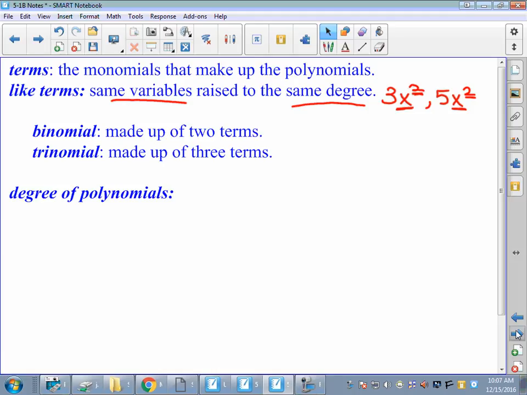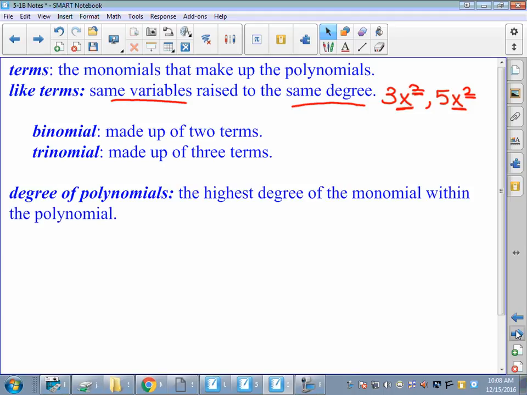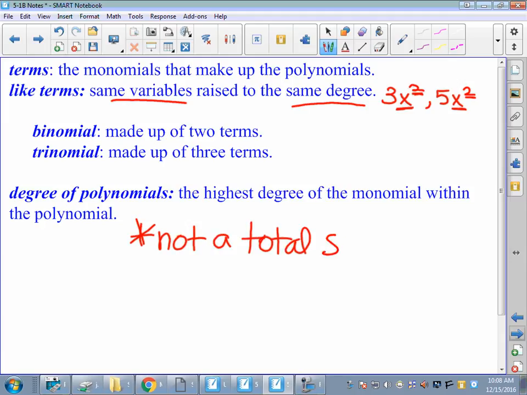And then we talked about finding degree of a monomial in the last section. Remember, we added up the exponents of the monomial. Here, what you're going to do is you just take the highest one. So we're still going to find the degree of each individual monomial, and then the highest degree of the monomial within the polynomial. You don't do a total, and I want to write that down and emphasize that. It's not a total sum. You find each individual degree of each monomial, and then the biggest one is the winner. That becomes the degree of the polynomial.